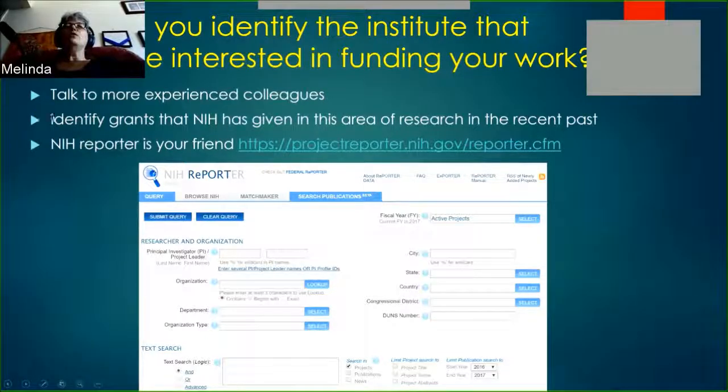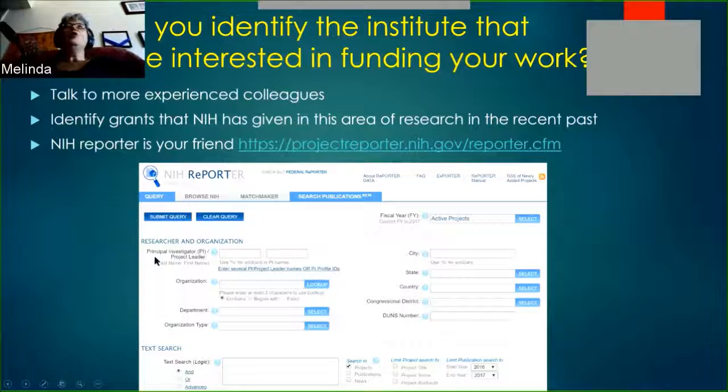I think probably the most robust way to start this research is to identify grants that NIH has given in the recent past in the area of research that you're interested in pursuing. This is where you go to the NIH Reporter website. This is the link to NIH Reporter. You can also just Google NIH Reporter and it comes up as the first Google hit. This allows you to essentially search for any kind of information that you want related to research.